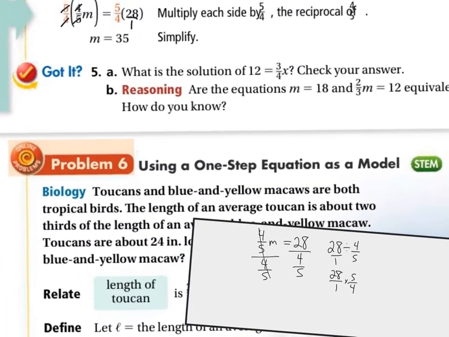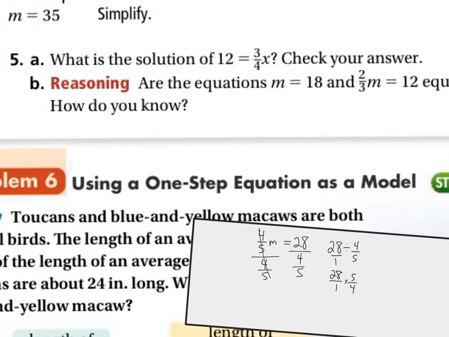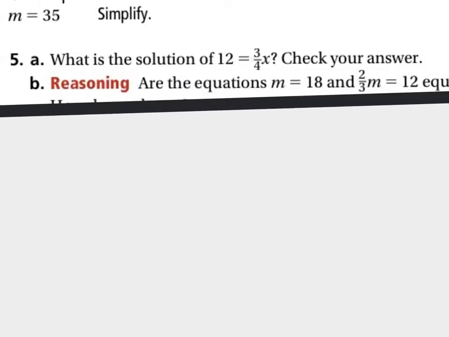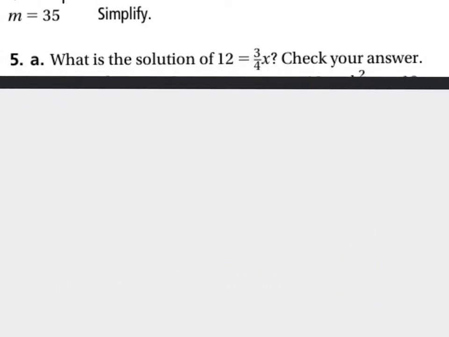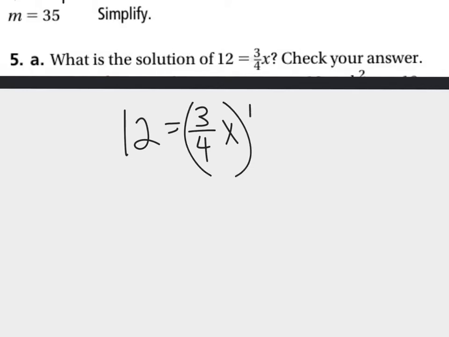So if we look at the got it 5, they want the solution of this equation. So I'm just going to go ahead and rewrite that. And again, you've got two different ways that you can solve this equation. So one option, if we follow along with how the book did it, we could multiply by the reciprocal. Reciprocal of 3/4 is 4/3.